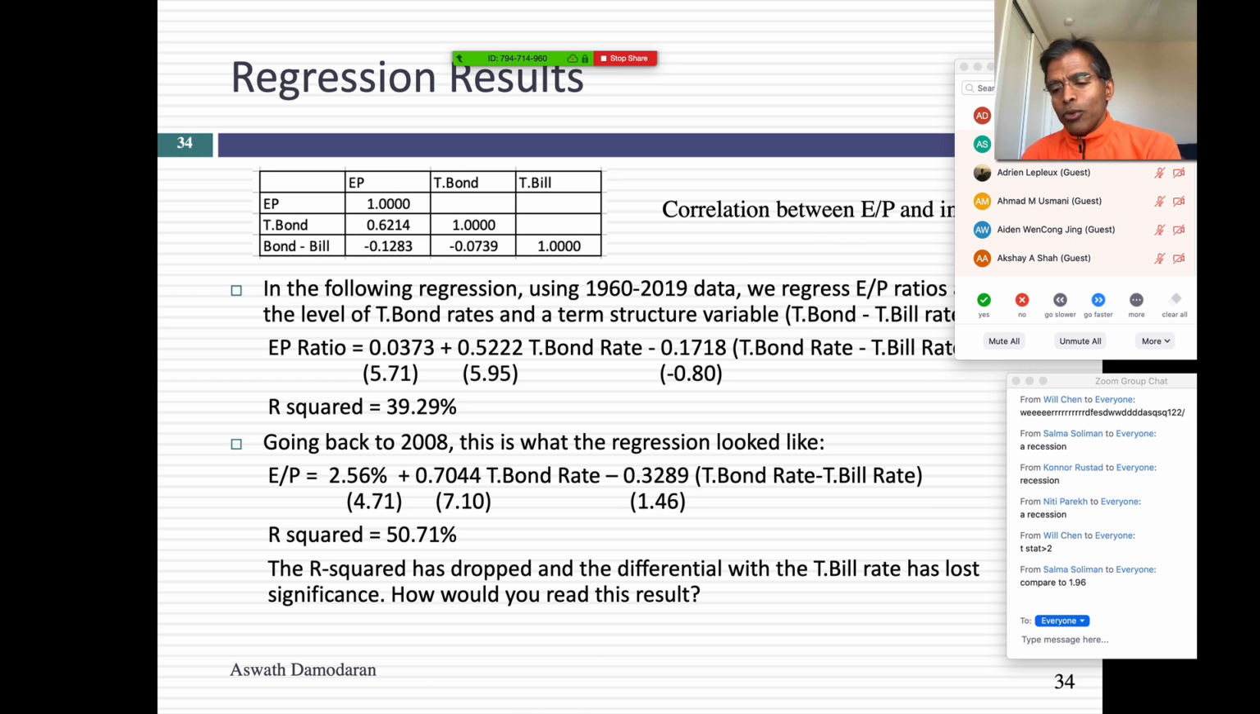If it's greater than 2, Will is actually right, 1.96. If you get T statistics above 2, you have strong significance. If it's between 1.5 and 2, you have significance. And if it drops below 1, might as well take it out. So it looks like T-bond rates and T-bill rates are no longer explaining much. But the difference between T-bond and T-bill rates. But T-bond rates by themselves are very strongly related to earnings to price ratios.